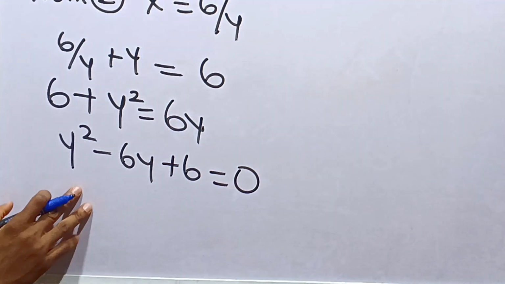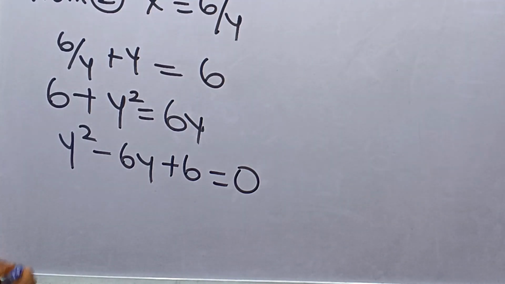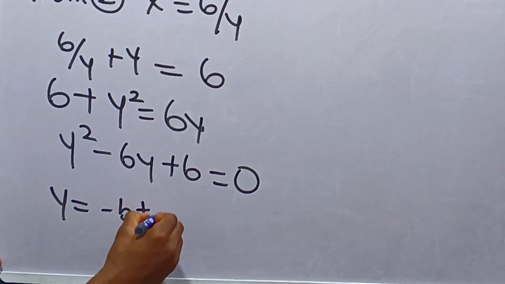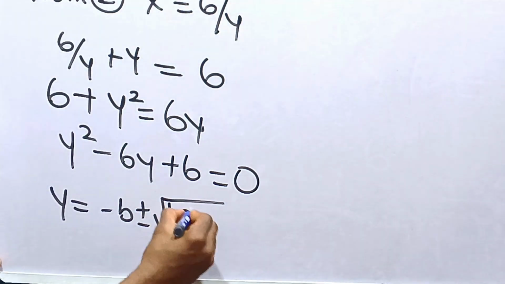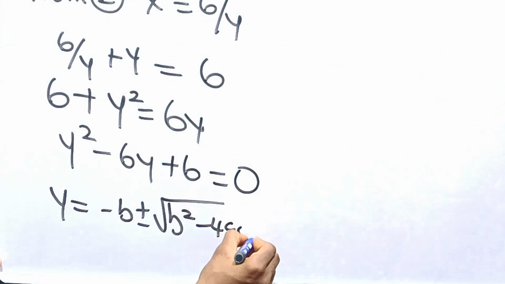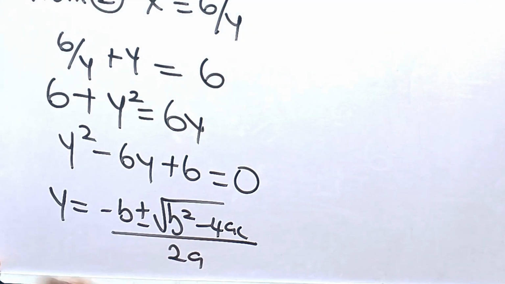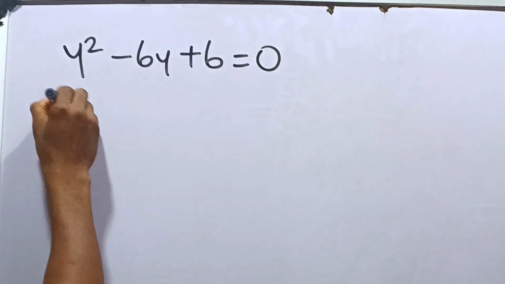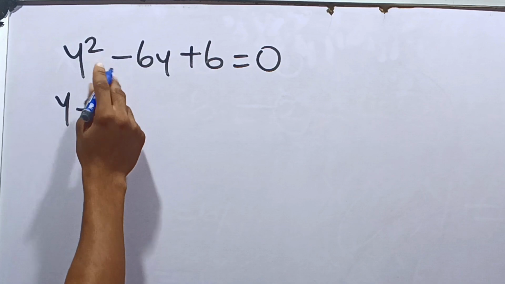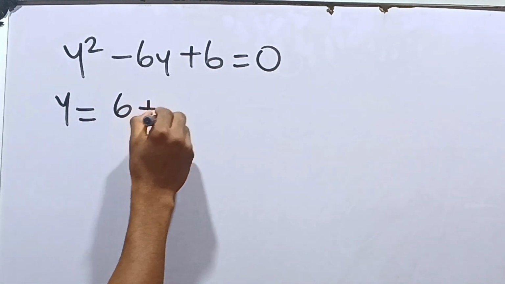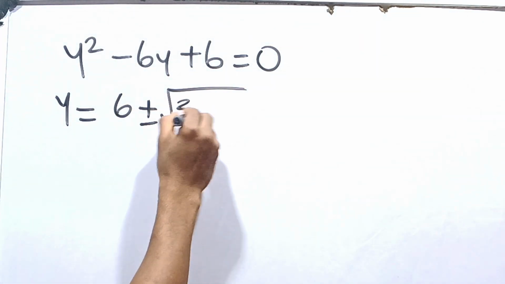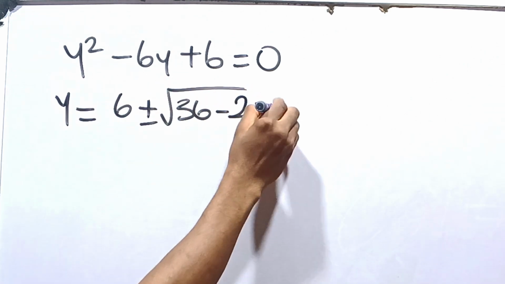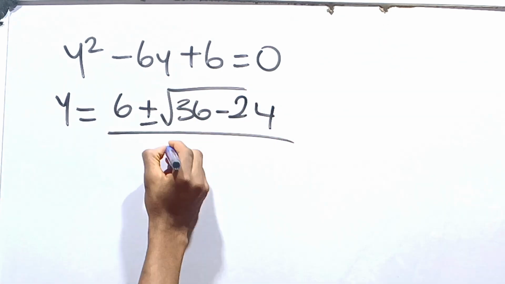This is a quadratic equation in y, and this is a quadratic formula. We have that y here will be equal to minus b plus or minus square root of b squared minus 4ac, all over 2a. Alright, moving on from here, we now have that our y will be equal to minus negative 6, which is 6, plus or minus square root of negative 6 squared, which is 36, minus 4 times 6 times 1, which is 24, all over 2 times 1, which is 2.